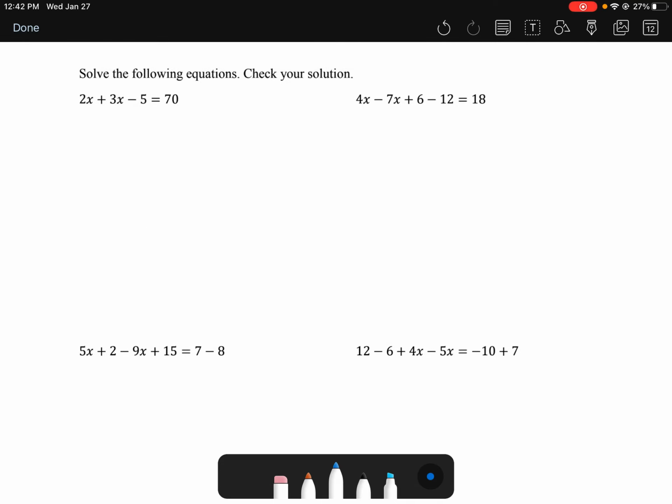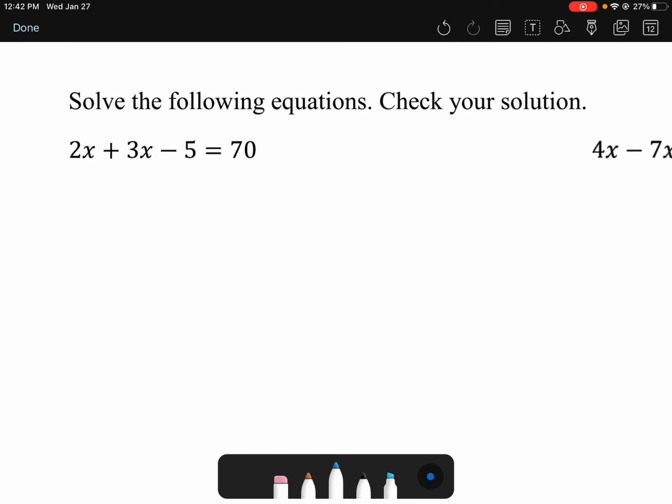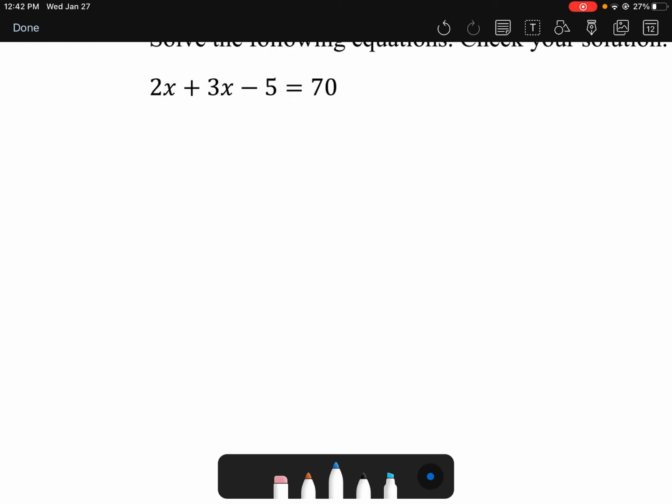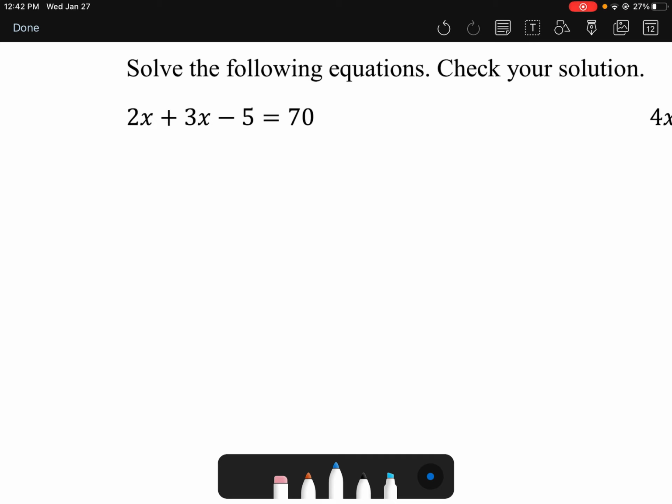All right, I have four equations here. I want us to look at the first one. So I have 2x plus 3x minus 5 is equal to 70. And the directions say that I want to solve the following equation and check my solution. So just like any other equation, I'm going to go ahead and put a line down my equal sign because I don't want to get confused with the stuff on the left and the stuff on the right.